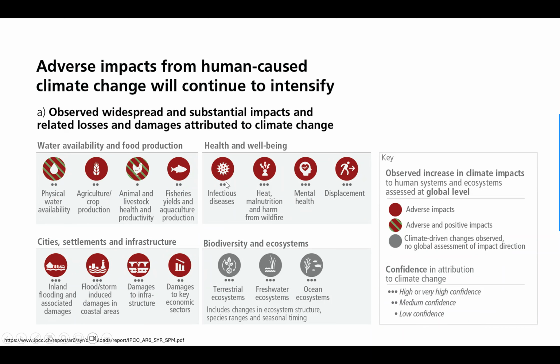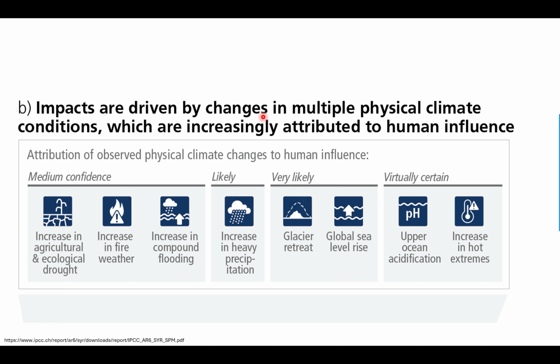If you just look at the number of dots here, the more the dots, the more likely that scenario is going to happen. So biodiversity is going to be at the receiving end when it comes to climate change. And not only that, the physical climate also is going to change. There is confidence that there will be changes in agricultural and ecological drought. There is likely an increase in heavy precipitation, because due to this shift in atmospheric circulations, some regions are going to get much drier, and some regions are going to get much wetter, because the winds might end up bringing a lot of precipitation and just dump all of the water in just one place. That's also not good.